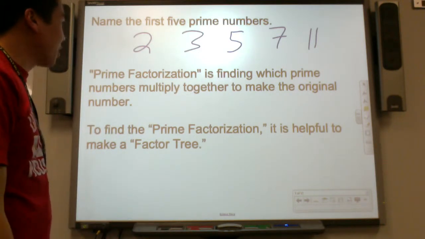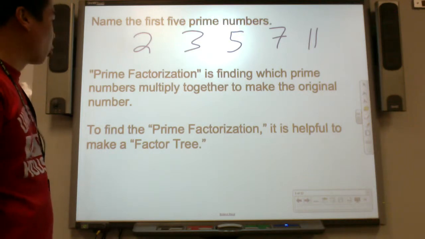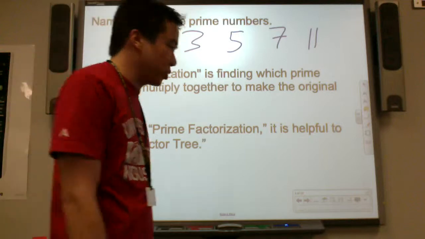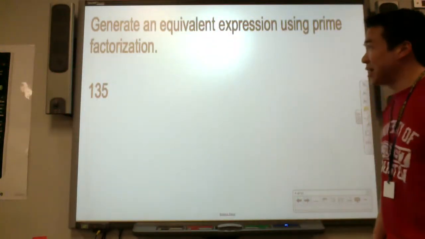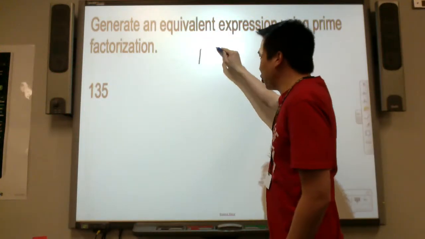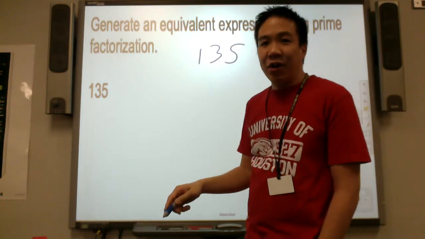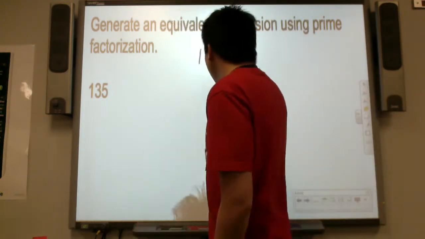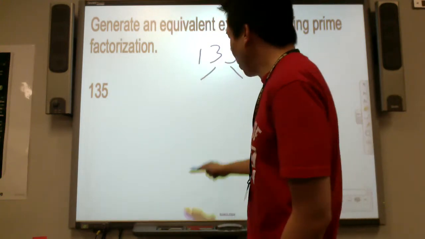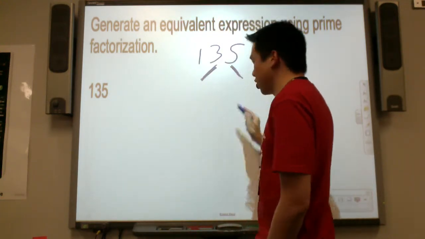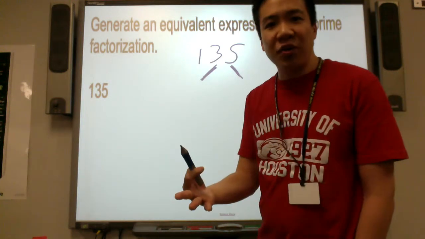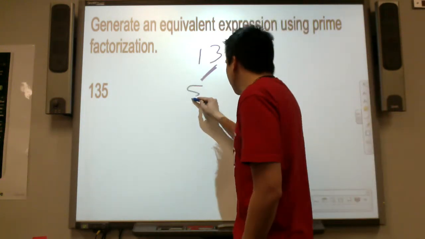So prime factorization is finding which prime numbers multiplied together make the original number. To find a prime factorization, it is helpful to make a factor tree. So we're going to be making a factor tree. You may have made this in elementary school. However, you probably broke it down into different factors, but you did not build it up with exponents. So let's break this down. We draw 2 little branches. What are the 2 factors of 135? Well, 135 ends with a 5. So I know it's divisible by 5.